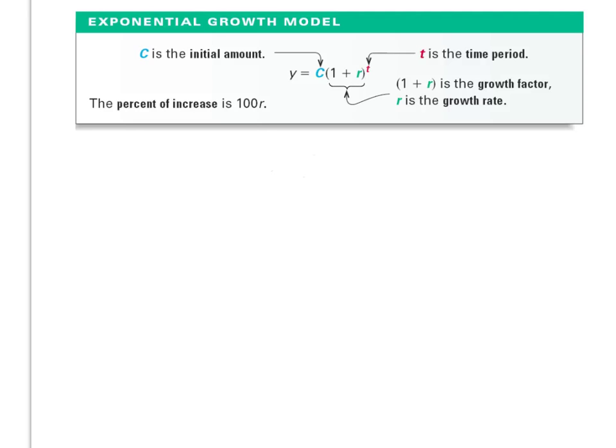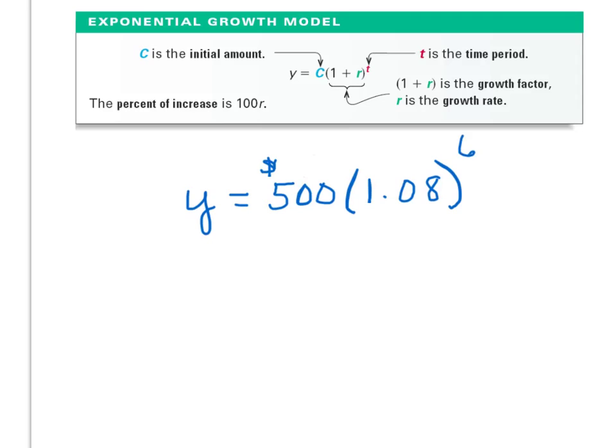So in this last example, if we want to find the amount, and again they're using y, feel free to use A for amount, we could just take the $500, we could multiply by the 1 plus 8%, which would be 1.08, and in this case we wanted to take it to the 6th power. So put that into your calculator, and you'll see that you get exactly that same result.